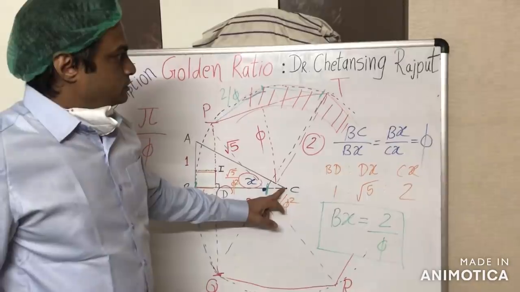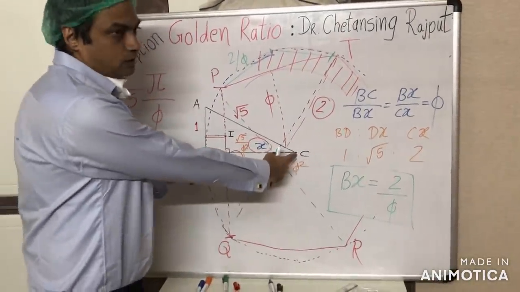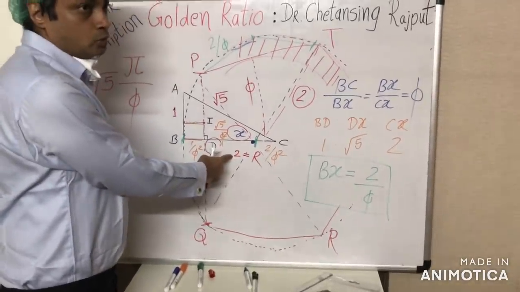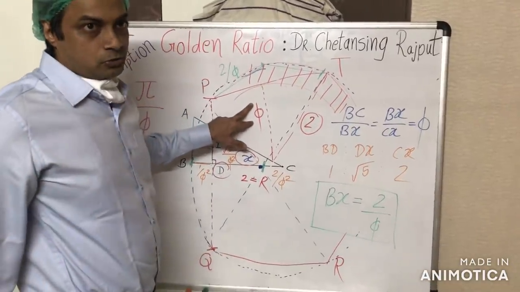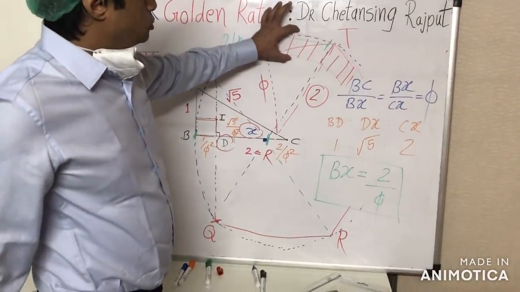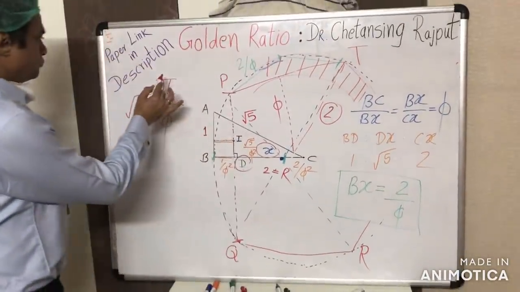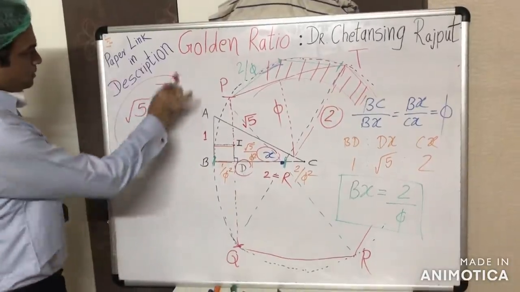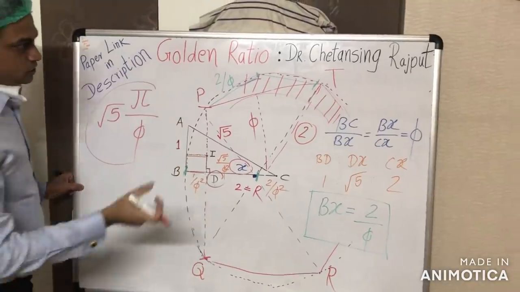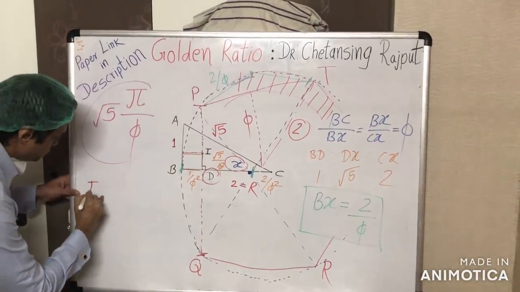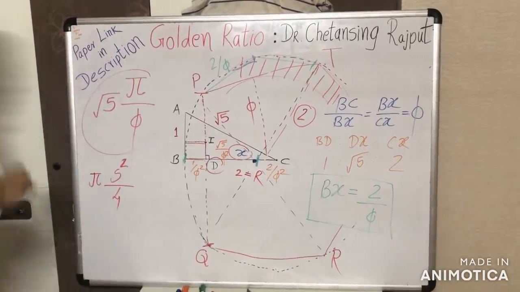The circumradius of this regular pentagon is equal to side BC of our reference triangle, which is equal to 2. And the apothem or inradius of this regular pentagon is the golden ratio. And the area enclosed between the circumcircle and incircle of this pentagon is equal to root 5. This can be easily calculated from this formula: the area enclosed between circumcircle and incircle is equal to pi side square upon 4.